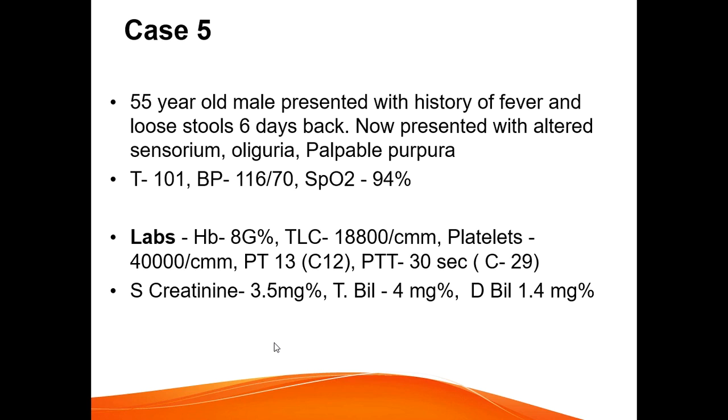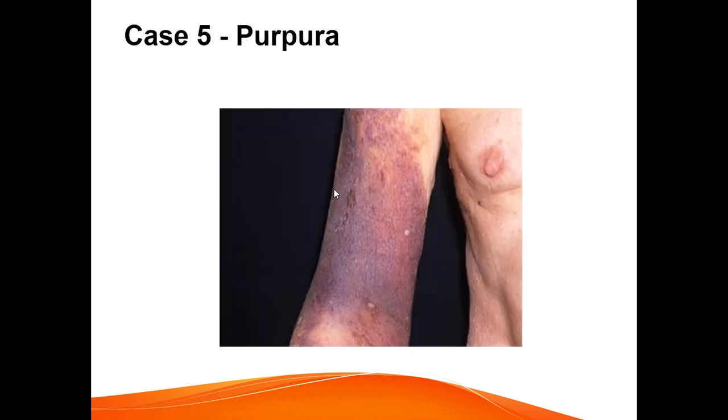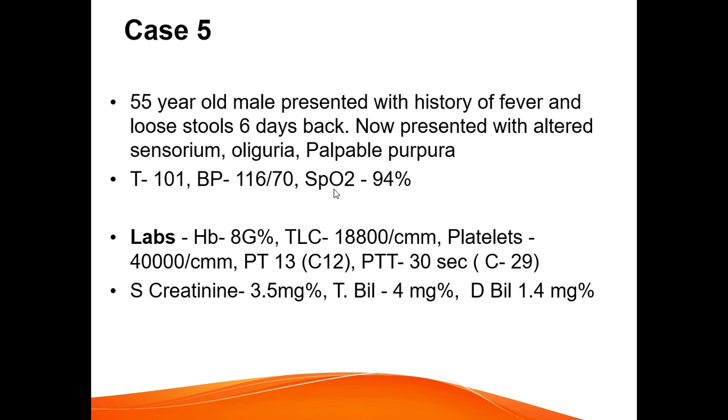Now this is a 55-year-old male who presents with history of fever, loose stool 6 days back. Now presents with altered sensorium, oliguria and a palpable purpura. This is how his hand was. Large palpable purpura. He was febrile 101, BP was okay, saturation 94%, hemoglobin was only 8 gram, there was a leukocytosis, platelet count 40,000, PT-PTT was normal, creatinine was deranged, bilirubin was high, but majorly it was an unconjugated hyperbilirubinemia.